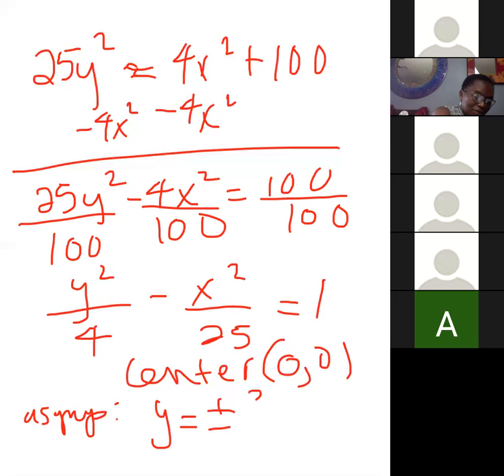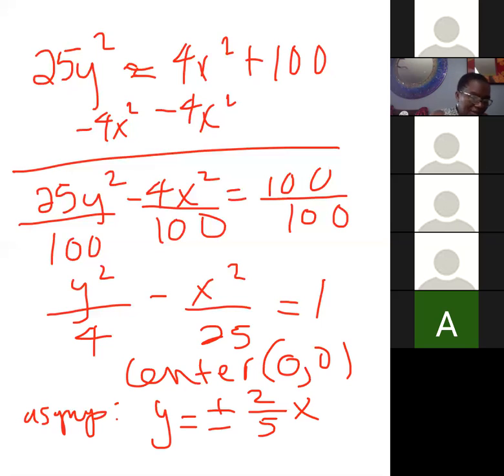Yes, 2 over 5. Okay, you want to take the square root of the denominator of y over the square root of the denominator of x. Go ahead, Lee. Wouldn't it be a negative 100 because it's a positive 100 on the side? What do you mean? 25y squared minus 4x squared, no, plus 100 equal 4x squared. Oh, equal. Oh, sorry, I didn't say equal. That's fine.